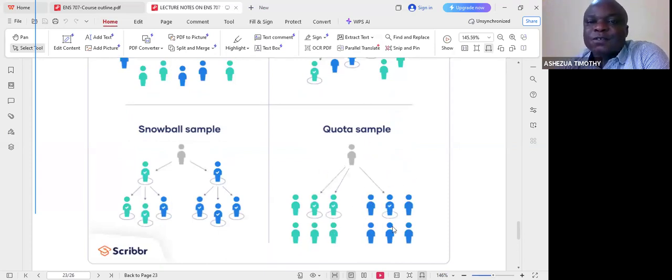By the time I give you the notes, look at all those things very clearly. I don't know if you are looking at it clearly here, but when I give you the notes, you need to look at this clearly to see how the samples are distinguished.